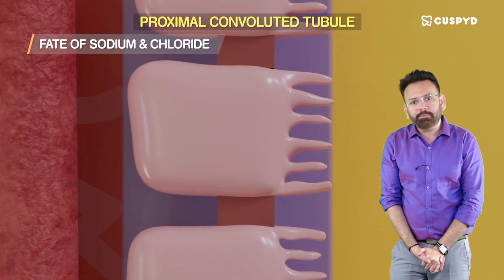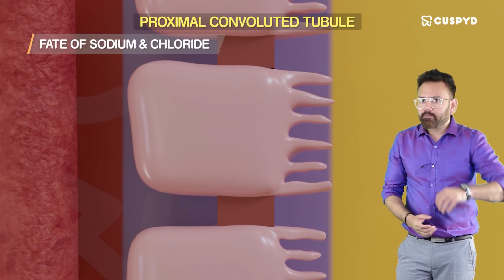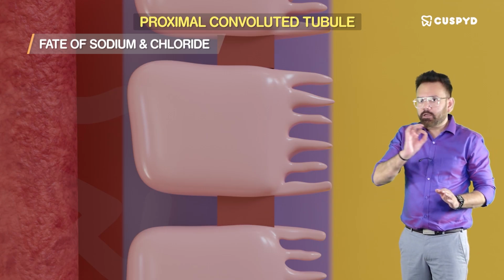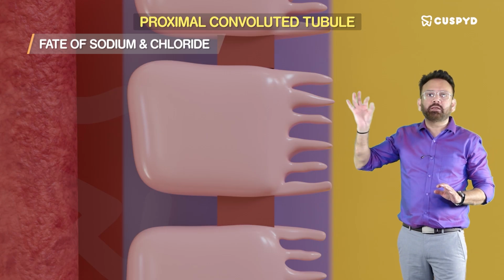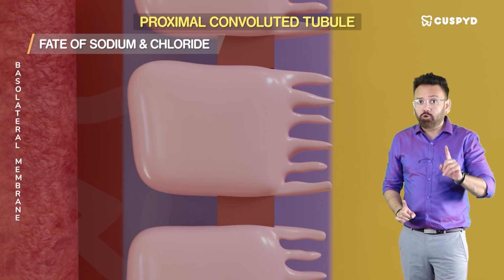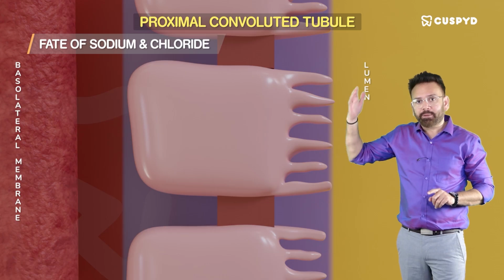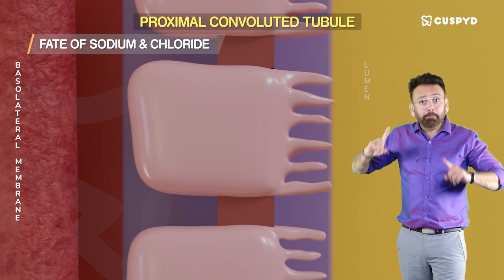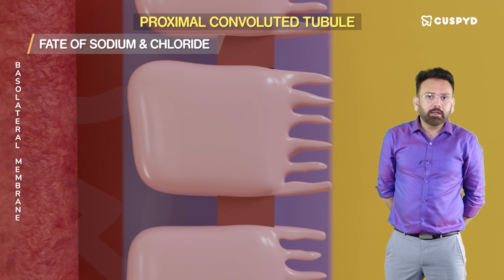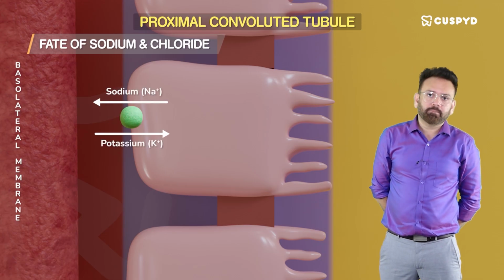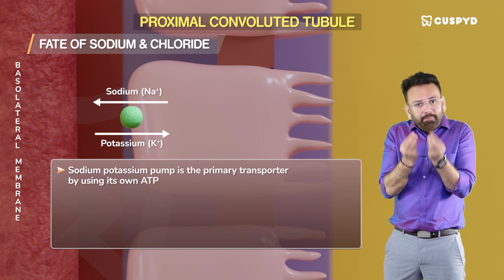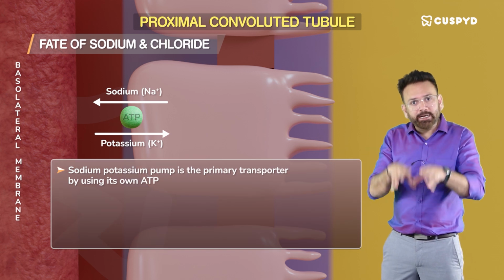What is the fate of sodium and chloride? See, there are two types of reabsorption. If you remember, in almost every cell of the nephron, I've told you there are two membranes. One is luminal or apical, the other is basolateral membrane. The basolateral membrane is decorated by a pump called the sodium-potassium pump, in almost every cell. And this sodium-potassium pump is the primary transporter, using its own ATP.